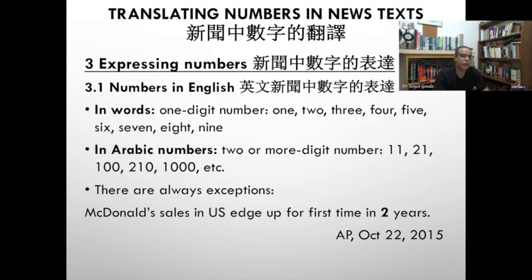Well, then how to express and how to write numbers in English? If it's a one-digit number, meaning from 1 to 9, then write it in words, like 1, O-N-E, 2, T-W-O, and so on. If it's more than that, then use the Arabic numbers. Of course, there are always exceptions, especially in the headlines. Especially nowadays, all the headlines use the Arabic numbers, even if it's just a one-digit number.